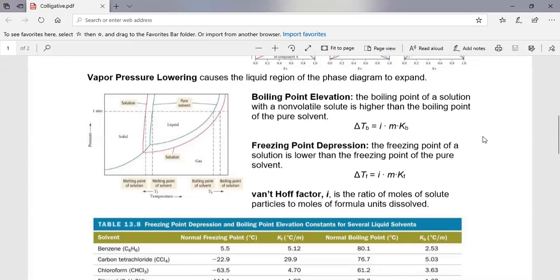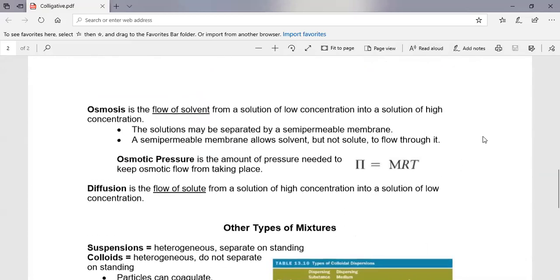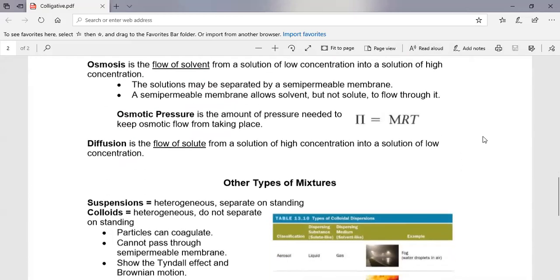The other parts of this chapter are going to be more qualitative, of just learning some terms. So some terms important to this chapter include osmosis, which is introduced in this chapter, but I also bring up diffusion because these are two things that people get confused a lot.